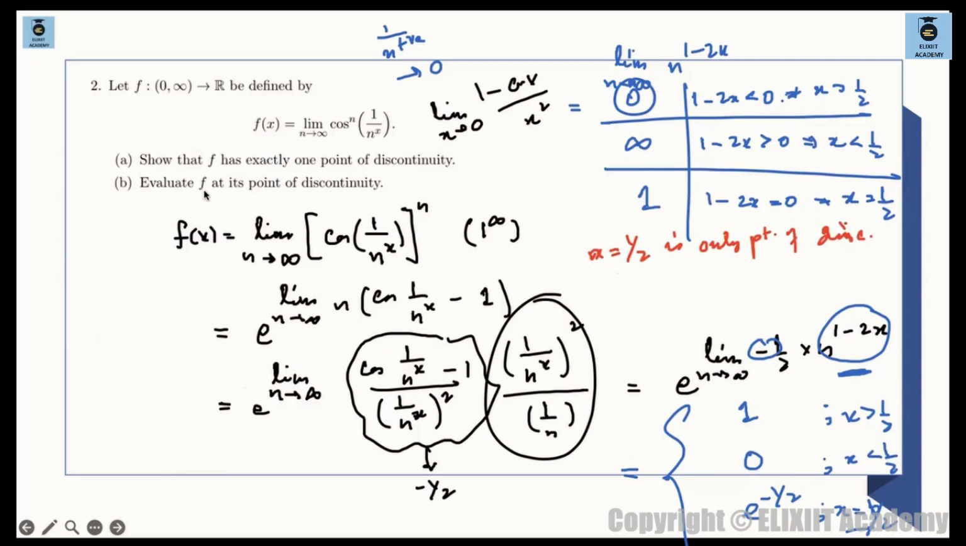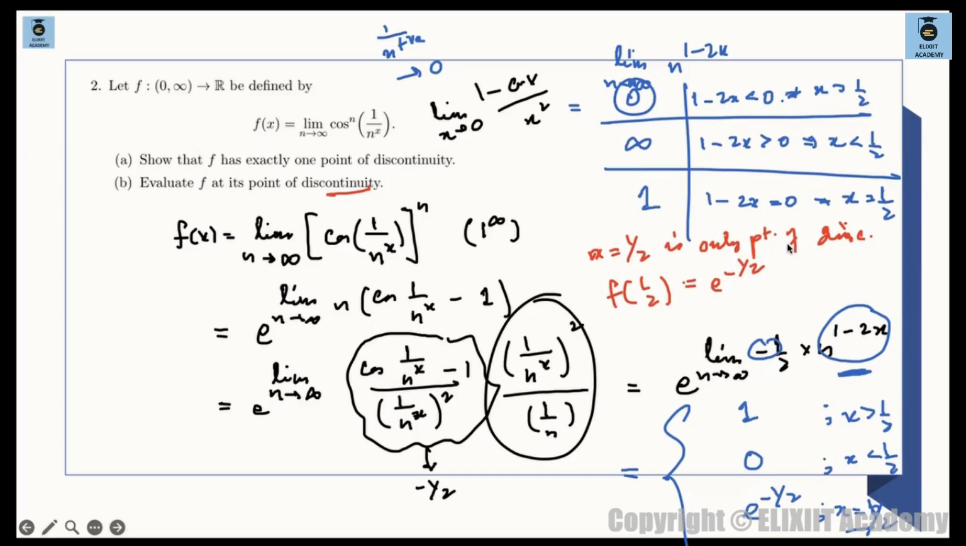And part B says evaluate f at its points of discontinuity. So let's see what f of half will be. f of half will be what? Half is the only point of discontinuity, so f of half is what? e raised to the power of minus half. That's it, done. e raised to the power of minus half. It's finished. f at its points of discontinuity, they have said, so half is the only point of discontinuity.